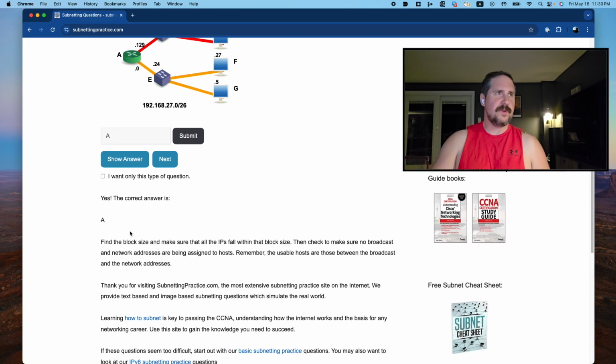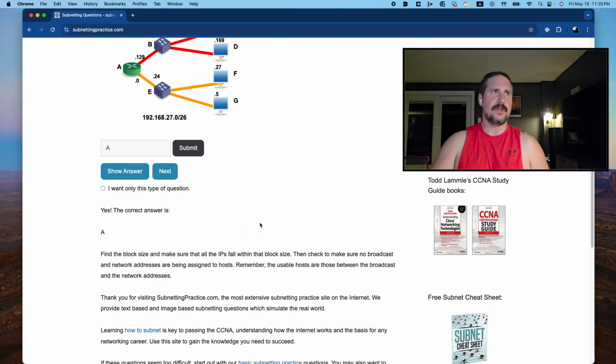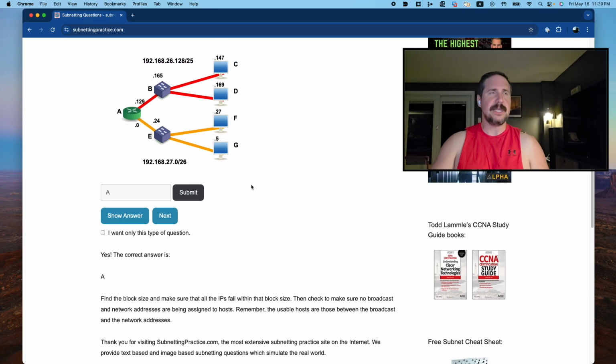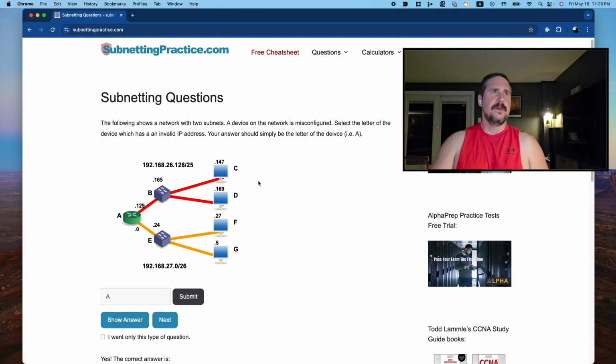So what do we do for these? We find the block size and make sure that all the IPs fall within that block size, which is what we just did. Then make sure no broadcast and network addresses are being assigned to hosts. Remember, the usable hosts are those between the broadcast and the network addresses, the network being the first address, the broadcast being the last address in the range, in the block size.